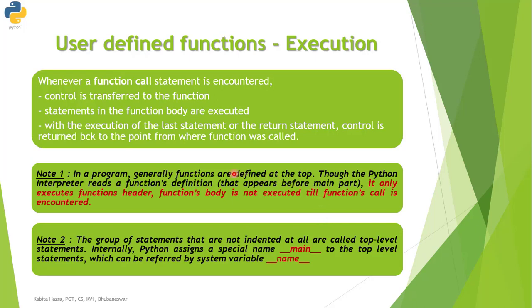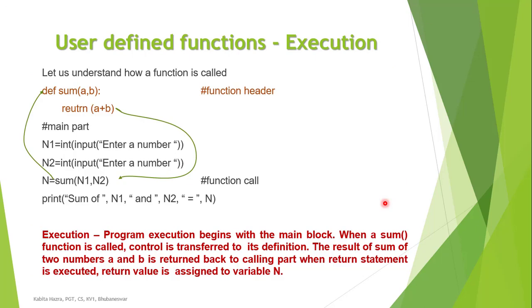So when the Python interpreter reads a function definition which appears before the top level segment or the main part, it only executes the function header, but the function's body is not executed. We can say execution of the function body is deferred till the function call statement is encountered. So let us see how a function is executed by an example.